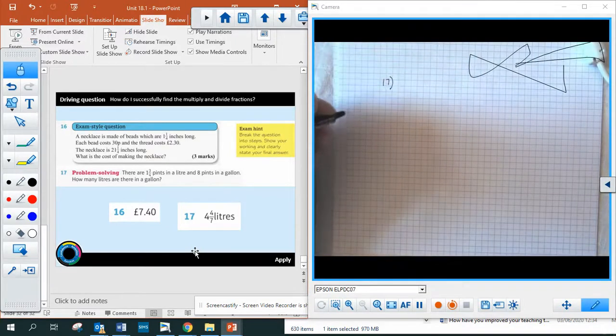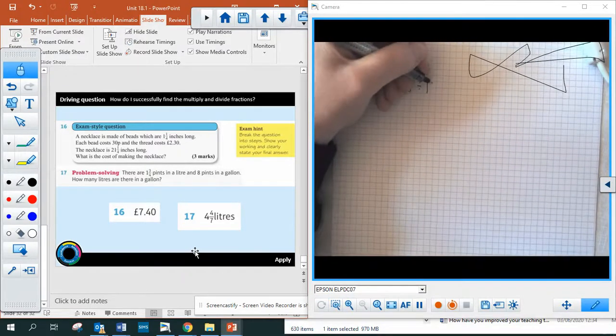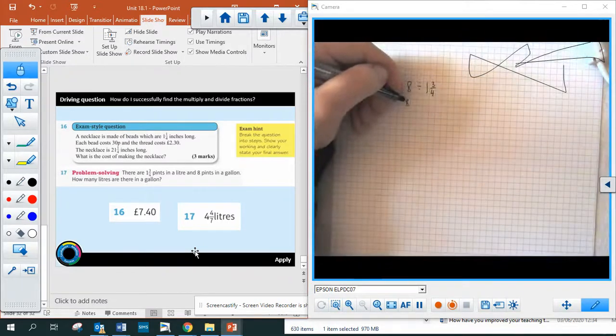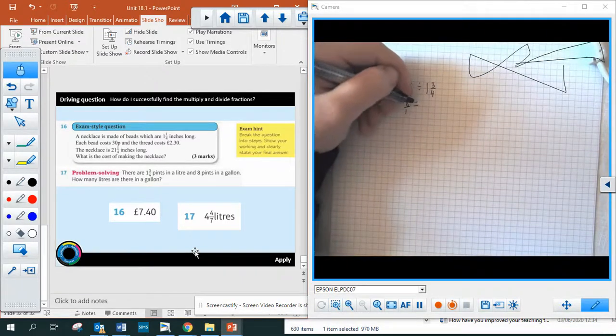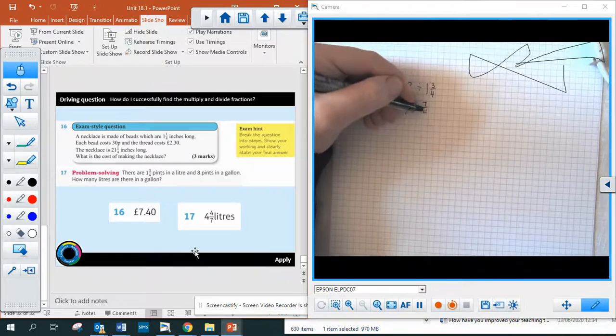In question 17, what we needed to do, it says there are 1 3/4 pints in a litre and 8 pints in a gallon. How many litres are there in a gallon? So what we need to do is divide 8 by 1 3/4 to see how many litres there are in a gallon. Okay, so 8 we know is 8 over 1 as a fraction, divided by 1 times 4 is 4, plus 3 is 7 over 4.